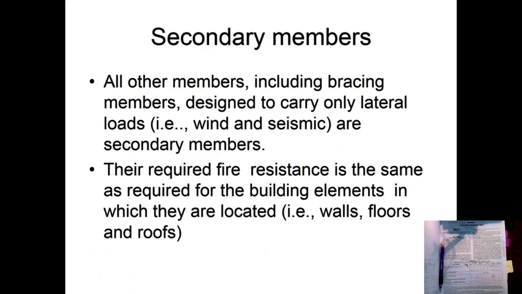There are secondary members that also come into consideration. Those include bracings, members designed to carry only lateral loads, because sometimes we may have wind or seismic earthquakes or any type of items that could make a building sway. They're also required to have fire resistance, the same as the building elements, which are located like walls, floors, and roofs.